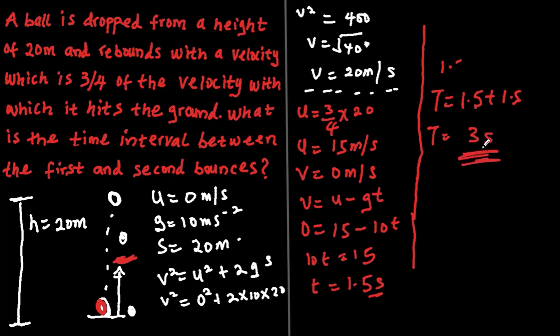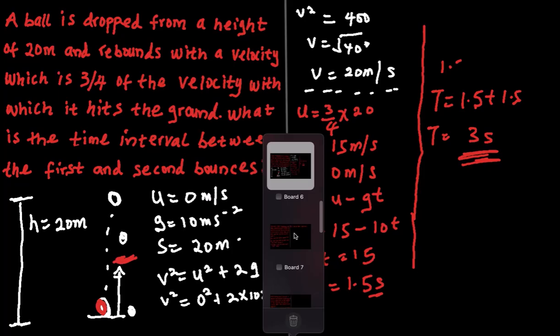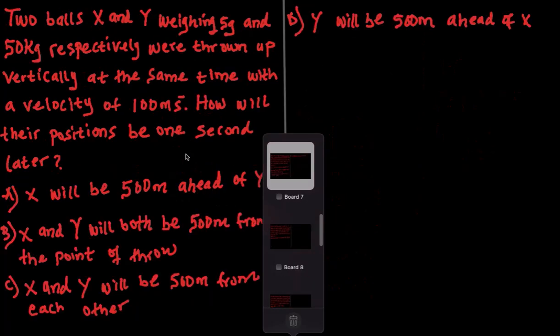So this is going to be the correct answer. The time interval between the first bounce and the second bounce is going to equal 3 seconds. 1.5 seconds to go up after the first bounce, then 1.5 seconds to come down to make the second bounce. So 1.5 plus 1.5 is 3 seconds. I hope that makes sense to you. That is a very interesting question. If you don't get it, just go back and watch again. It's an interesting thing. Now let's see the next question.